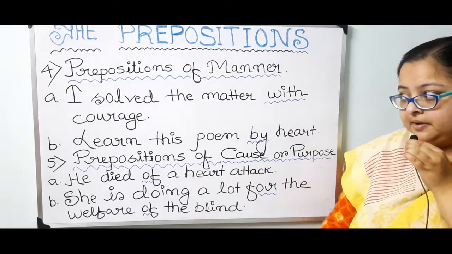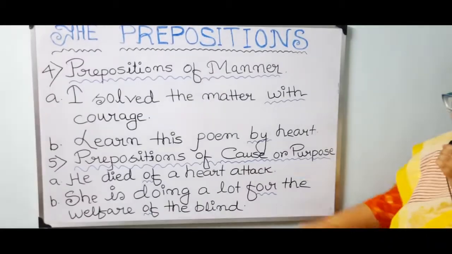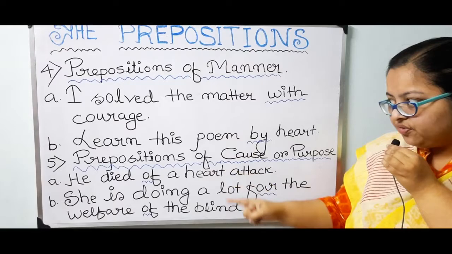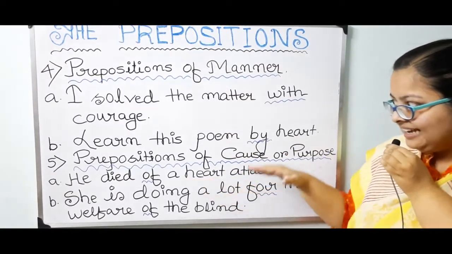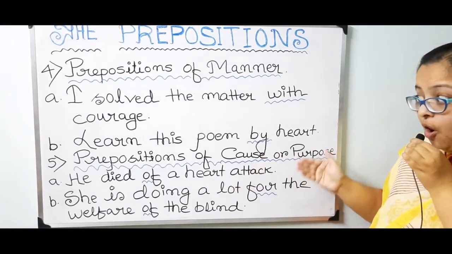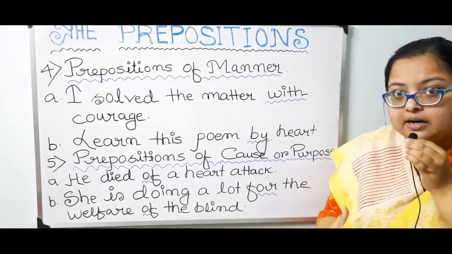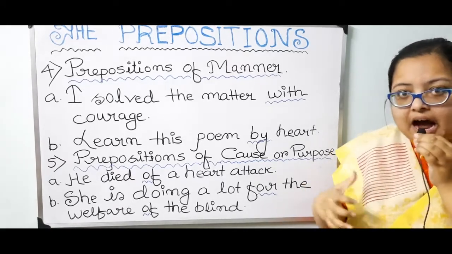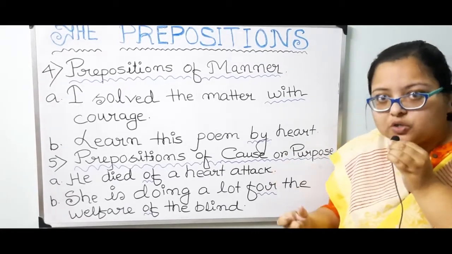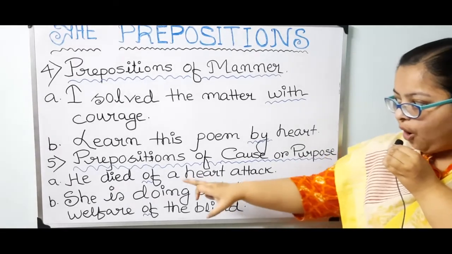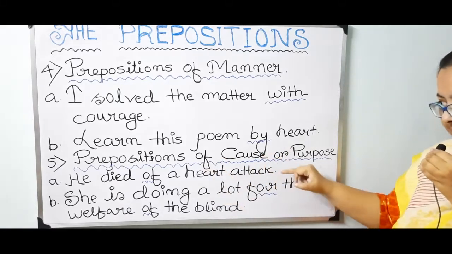Number 5, prepositions of cause or purpose. Number A, he died of a heart attack. So "of" is indicating preposition of cause, means he died for what? For a heart attack. So for the cause, "of a heart attack." So "of" is indicating preposition of cause over here.